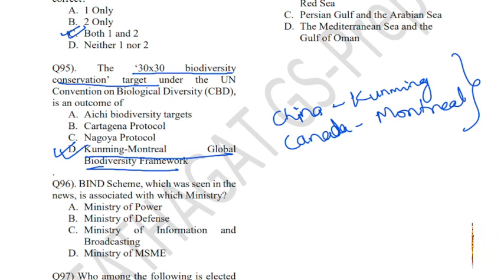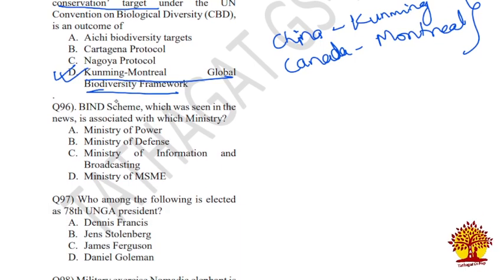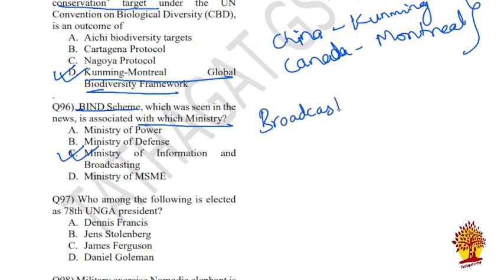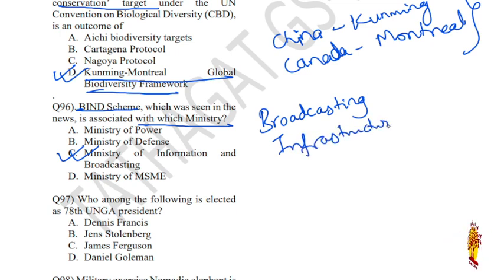Okay, next one, 96th. BIND scheme, which was seen in the news, is associated with which ministry? It is associated with Ministry of I&B, Ministry of Information and Broadcasting. What is the full form of BIND? BIND meaning broadcasting infrastructure and network development.